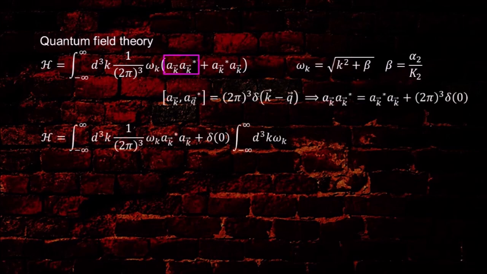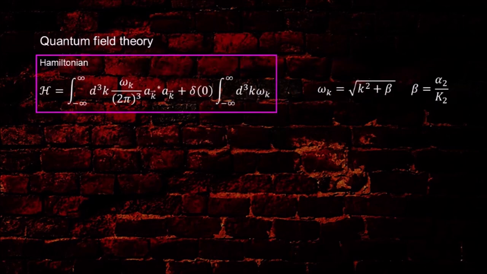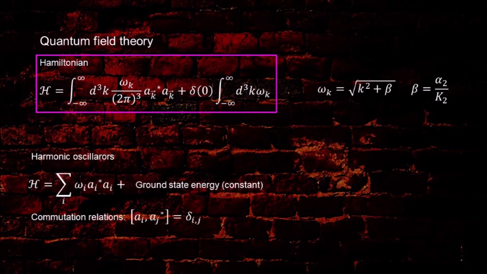So, finally, we get a Hamiltonian of this form. We will discuss this constant in the appendix. For now, let's focus on this term. Does it look familiar to you? It is in fact the Hamiltonian for independent harmonic oscillators, with the only difference being that here we have an integral and not a discrete sum, and the labels are three-vectors.